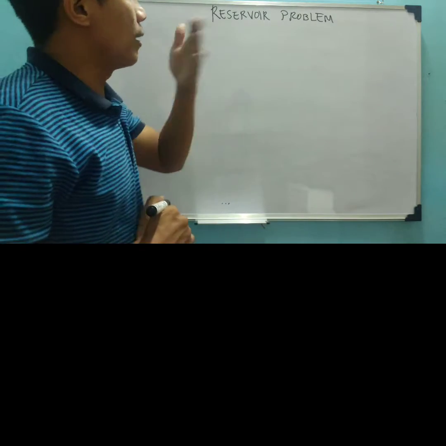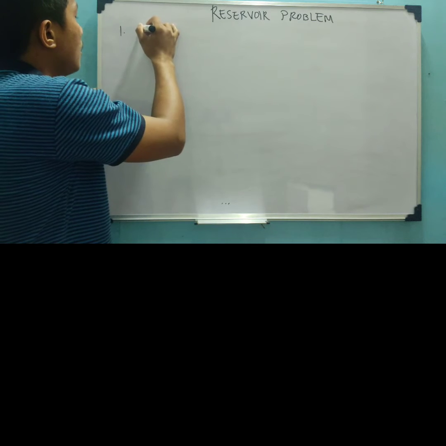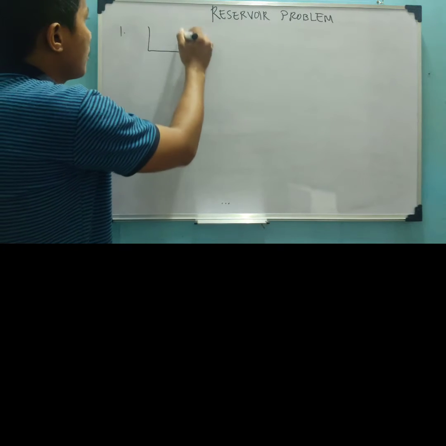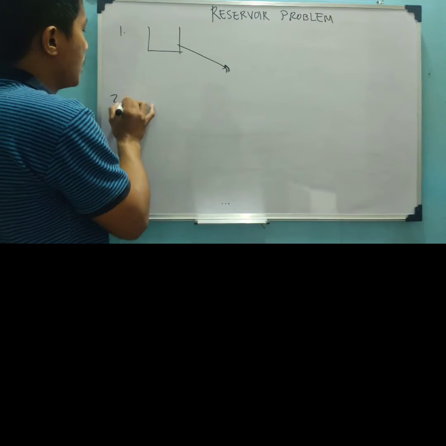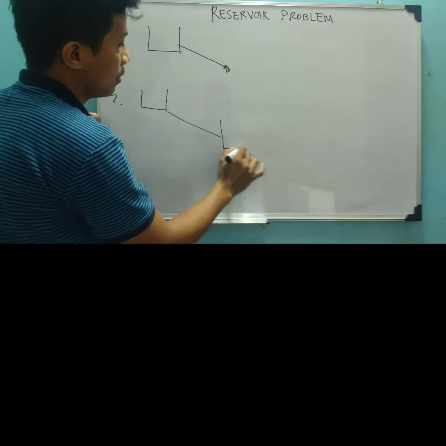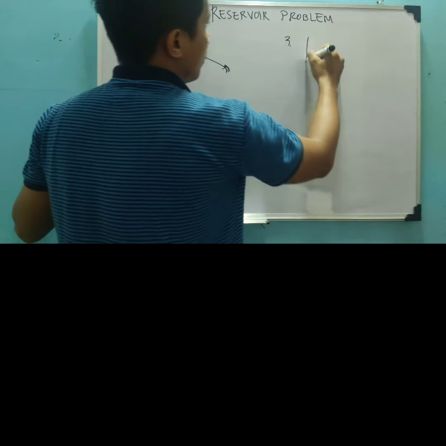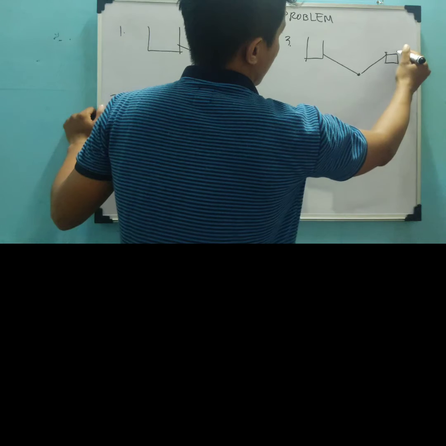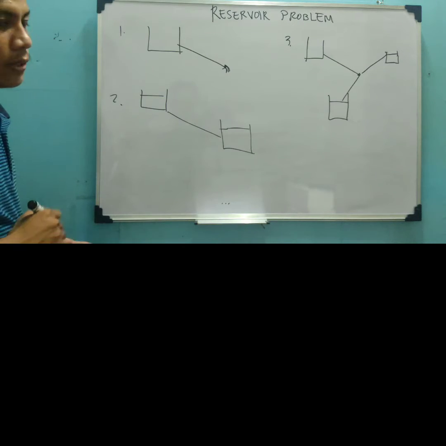So, we're on the reservoir problem. In the reservoir problem, how many types are there? The first one is a reservoir discharging through a pipe. The second is a pipe connecting two reservoirs. The last one is the three reservoir problem. So, there are three. Let us discuss it one by one.